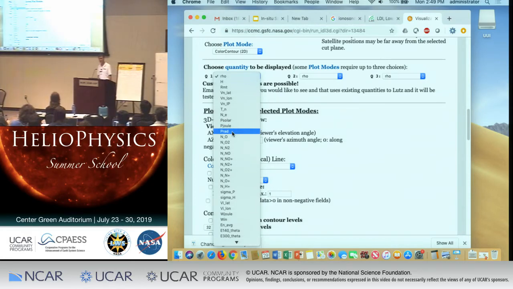P joule, P solar, and P radiative. Pressure, not pressure. Production? No, I don't know what those P's are. Particularly that I see a W joule.